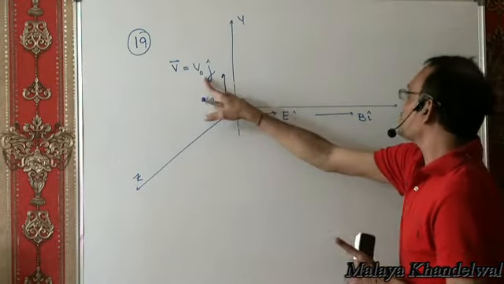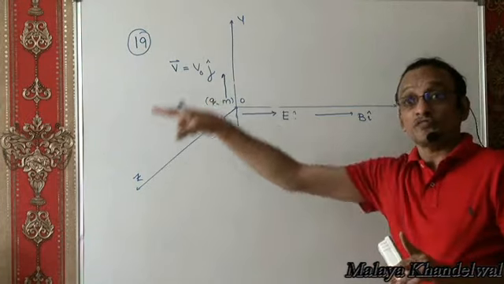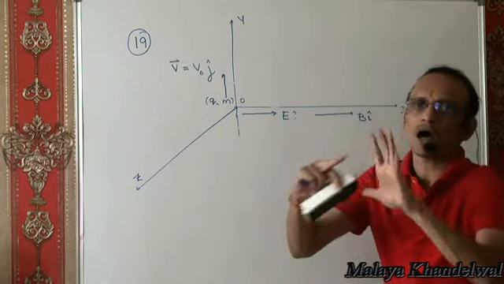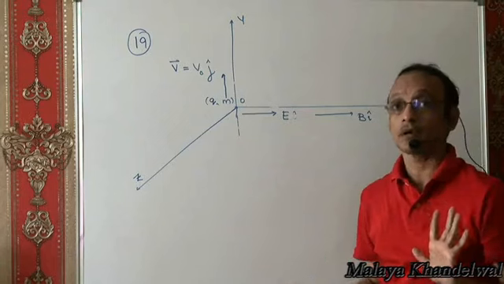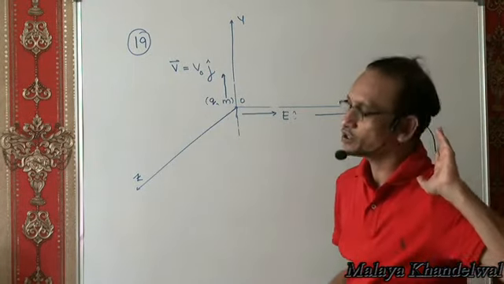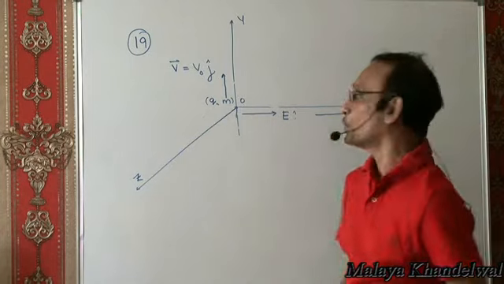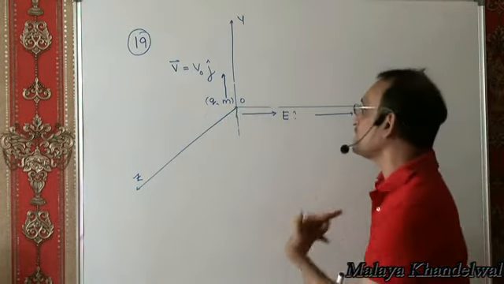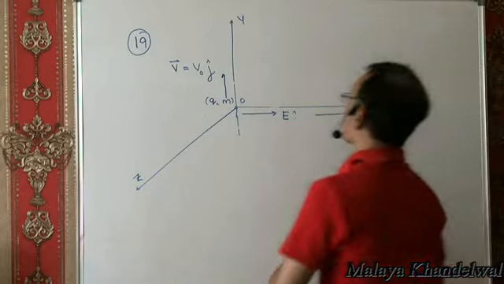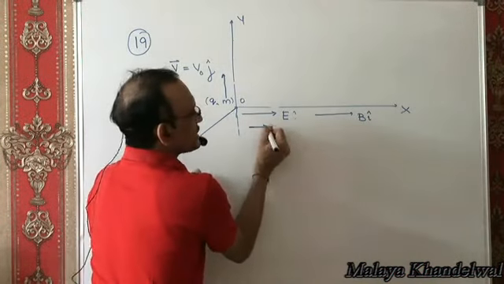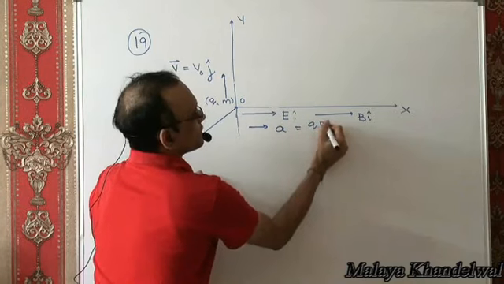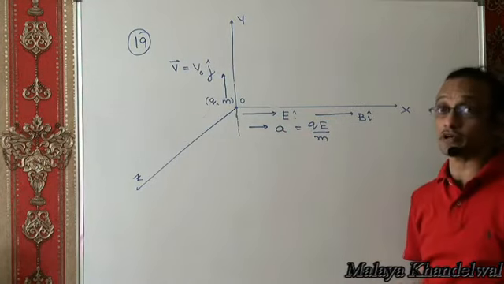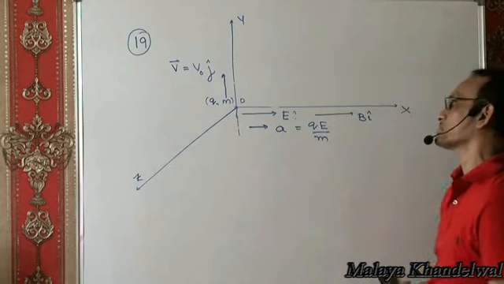But this velocity in the yz plane will keep changing direction, agreed. It will be along the tangent to that circle of radius r equal to mv by qB, but will not change in magnitude, because magnetic forces cannot do any work. But along the x-axis, there is going to be acceleration. So in the axial direction, the acceleration is going to be qE by m, the electric force divided by mass. That's going to be the acceleration in the x direction. Now that's going to build up velocity in the x direction.